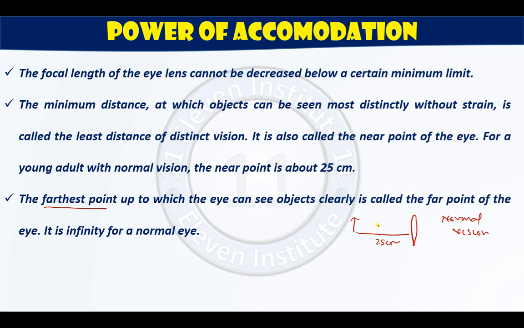We do not feel any problem in seeing an object which is 25 centimeters away. If it is present over here, then there is a problem. There is strain on the eye lens. Now, as there is a near point, there is a far point also. How much far can we see? We can see up to infinity.